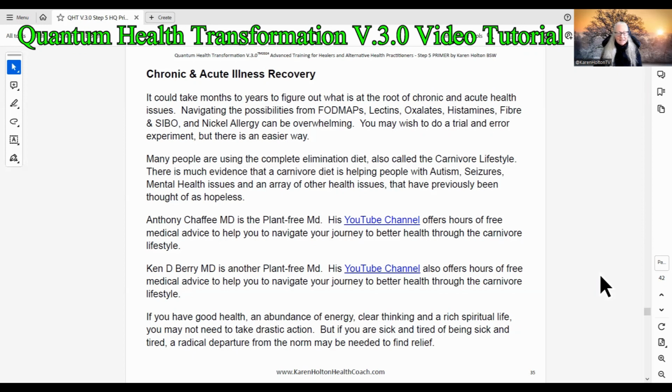And if you have good health and an abundance of energy, clear thinking, and a rich spiritual life, you may not need to take such drastic action. But if you are sick and tired of being sick and tired, a radical departure from the norm may be needed to find relief.